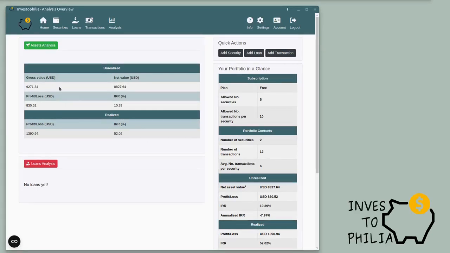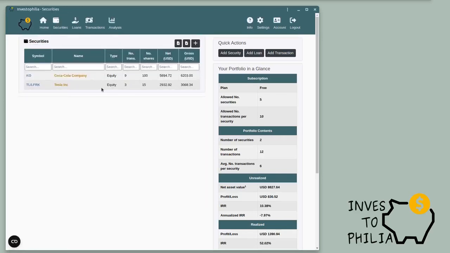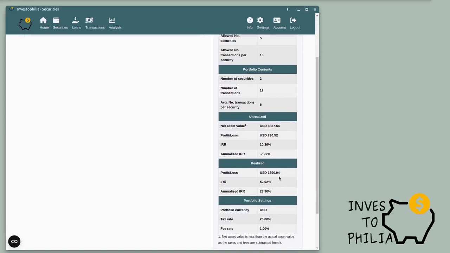You may like to see these values all around whenever you work with something else. And that is also possible. For example, if I go to the securities page, I can find those numbers on my right side here in this section, your portfolio at a glance. You see all those values I found in these two sections, the unrealized and realized part.